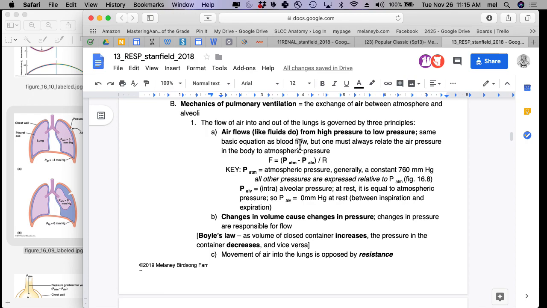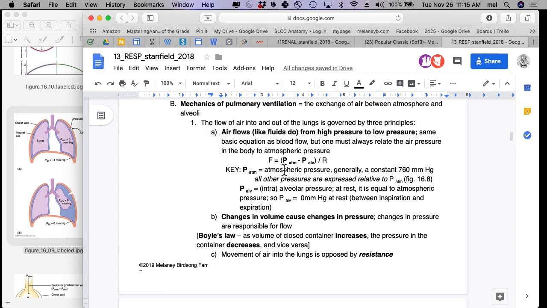This can be impacted, of course, by resistance. Resistance is the opposition to flow that primarily occurs in the tube, and it has to do with things like asthma and bronchitis, anything that can gunk up the tube or narrow the tube. So F equals delta P over R.